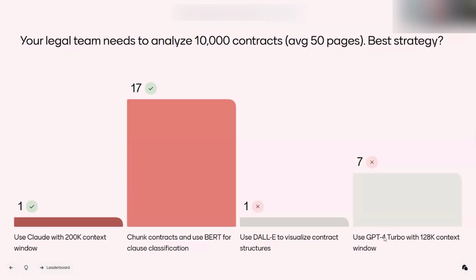The last option is GPT-4 Turbo with a 128,000 context window, which may not be sufficient. If you are given two choices, whether to go with a 128K context window or a 200K context window, assuming that the prices are more or less the same, I will always go for a higher context window to be on the safer side. That was the tricky part here, because 50 pages may not fit in 128K, but might fit in 200K. If it doesn't fit in the 200K context window either, then answer option B is always there with you. So you will break into chunks and then use a fine-tuned BERT model for the classifications.